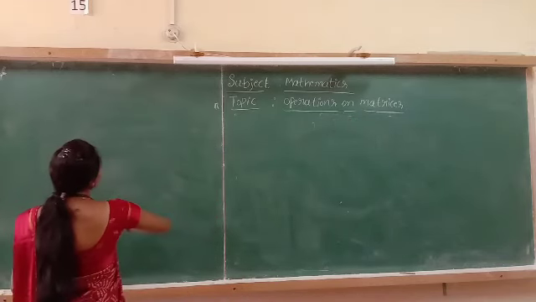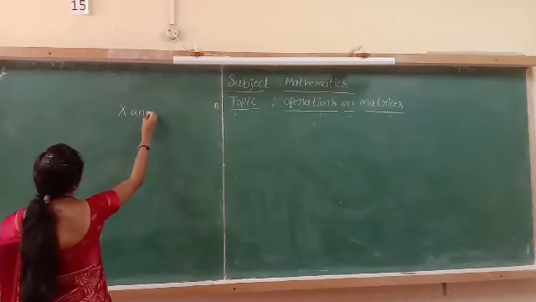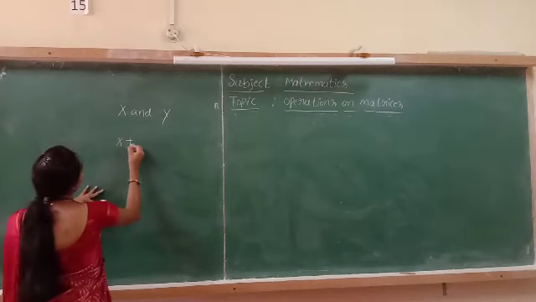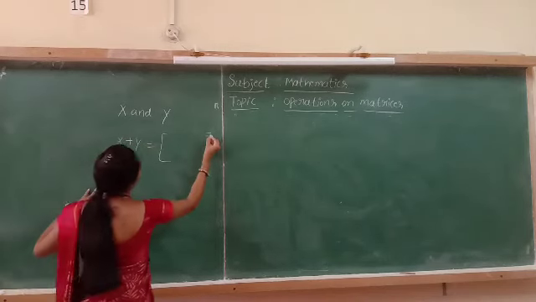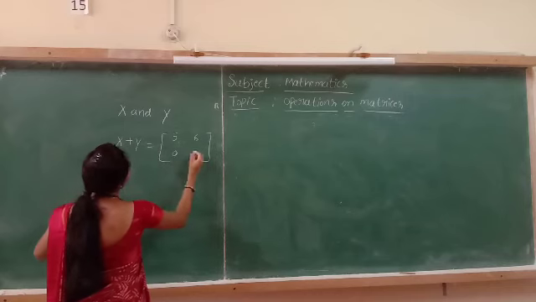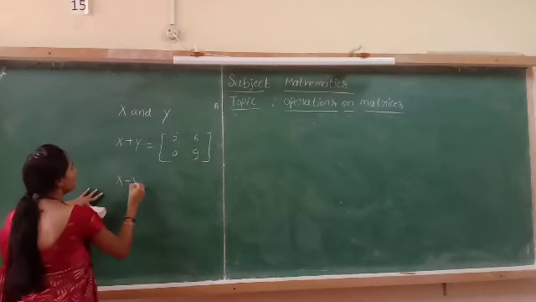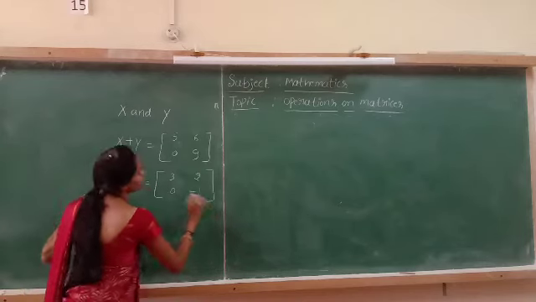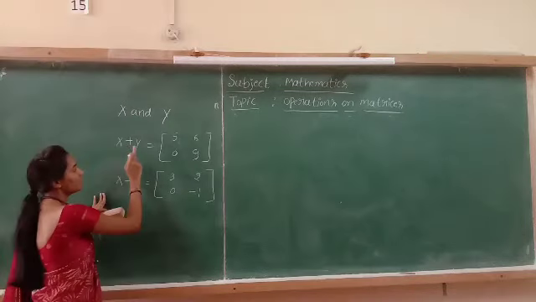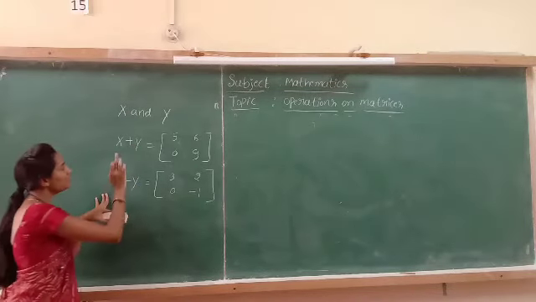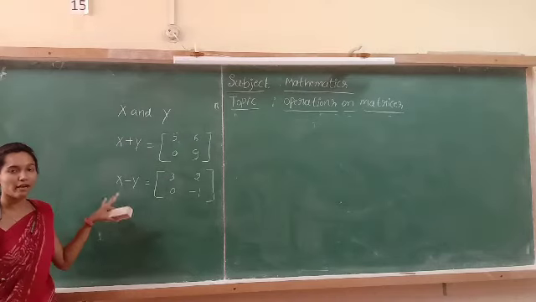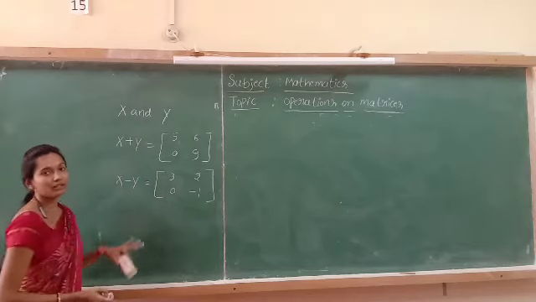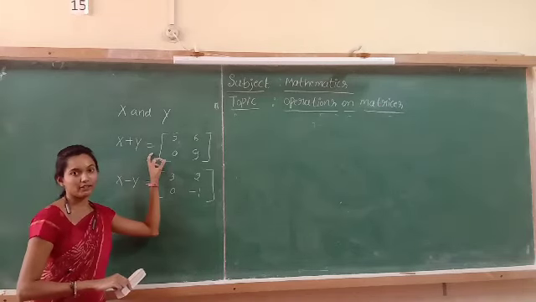So look at here, find the values of capital X and capital Y. Find the values of X and Y where X plus Y is equal to [5, 6; 0, 9] and X minus Y is equal to [3, 2; 0, minus 1]. See here, capital X and capital Y are not the variables. These capital X and capital Y indicate they are the matrices because they are given in capital letters. We have to calculate the capital X and capital Y, that are the matrices.